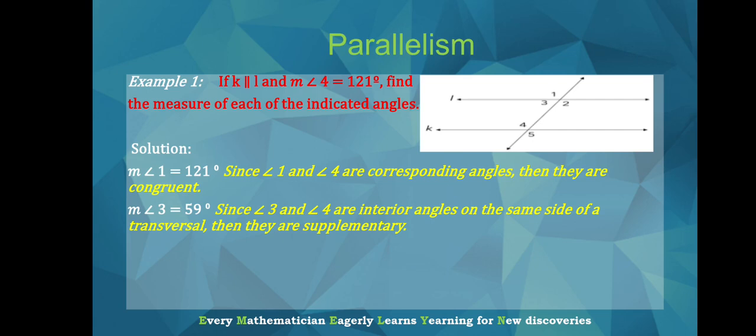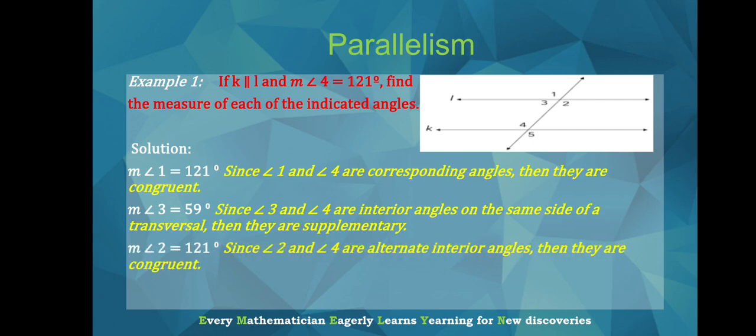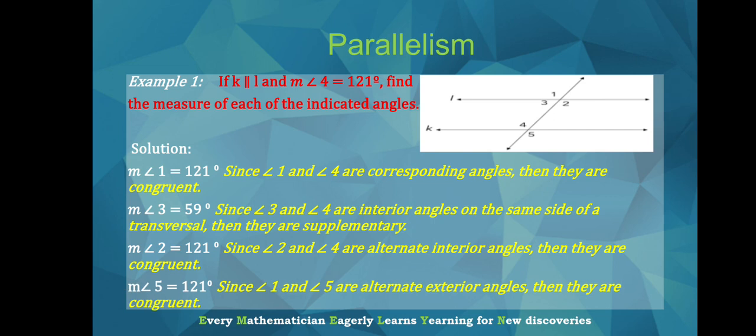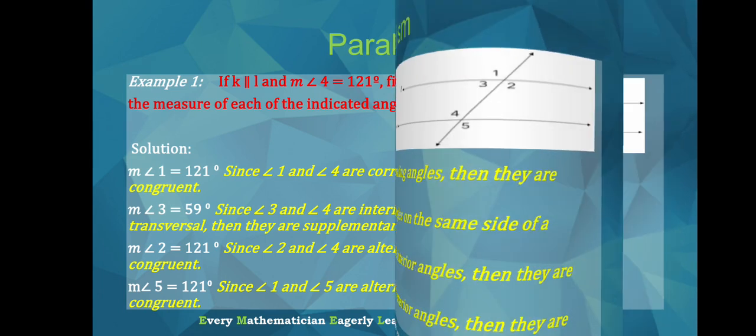Since angle 3 and angle 4 are interior angles on the same side of the transversal, then they are supplementary. The measure of angle 2 is equal to 121 degrees, since angle 2 and angle 4 are alternate interior angles, then they are congruent. The measure of angle 5 is equal to 121 degrees, since angle 1 and angle 5 are alternate exterior angles, then they are congruent.